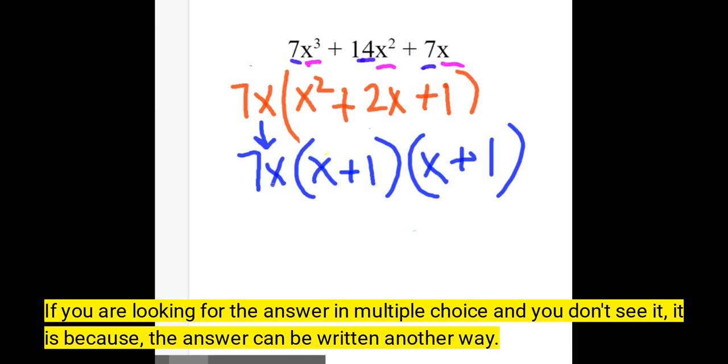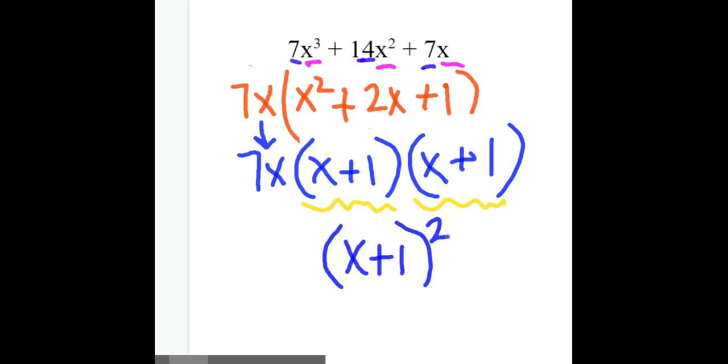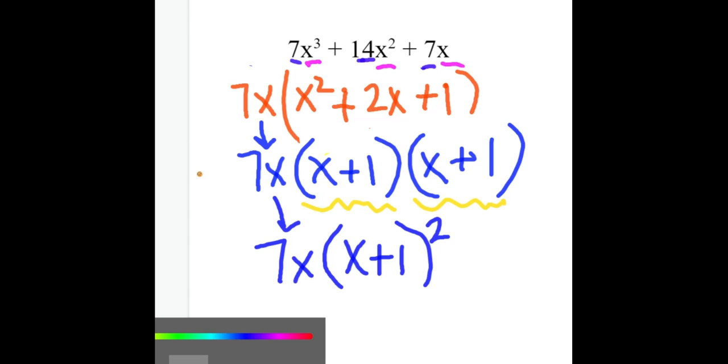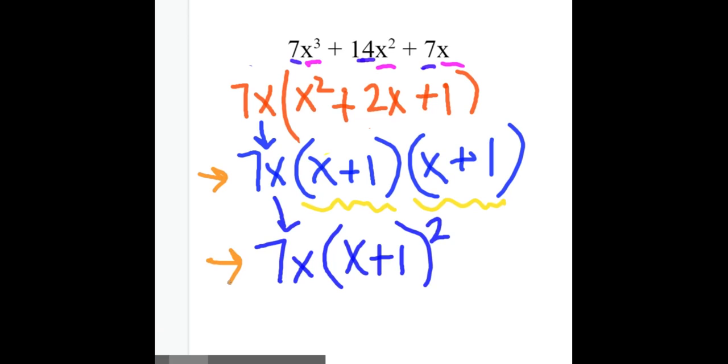Now, if you're looking at the choices and you're not seeing the answer, that's because this binomial right here is exactly the same. So when it's exactly the same, we can just write it once and then put squared on it. And again, don't forget to bring down that 7x. So both of these ways are ways you're going to see the same expression. Okay, either one of them can be the answer. All right, and that's how you factor it.